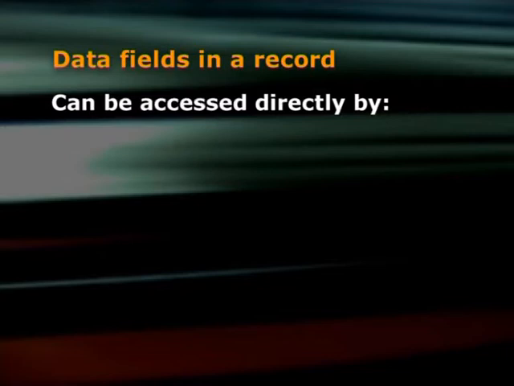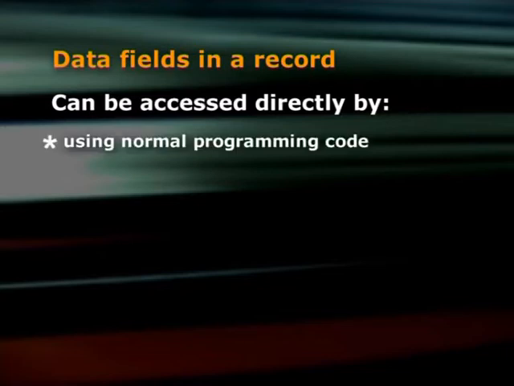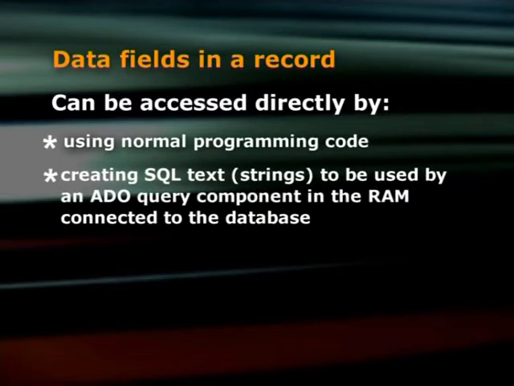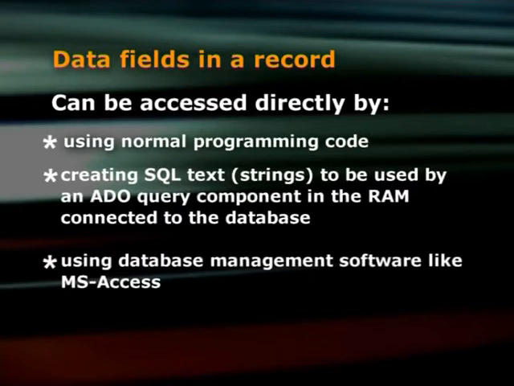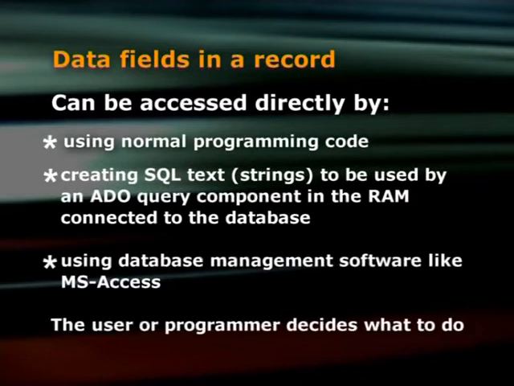Data fields in a record can be accessed directly by using normal programming code, creating SQL text or strings to be used by an ADO query component in RAM connected to the database, or using database management software like MS Access. The user or programmer decides what to do.